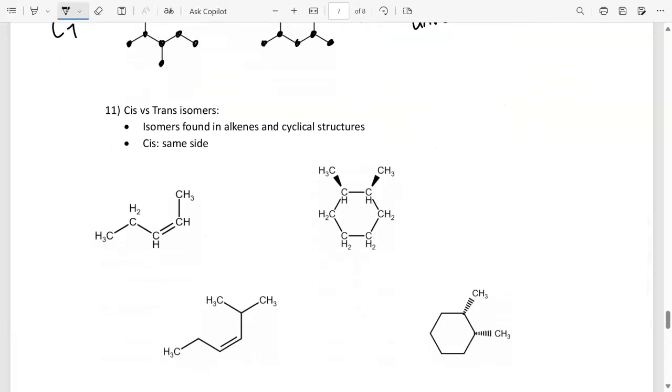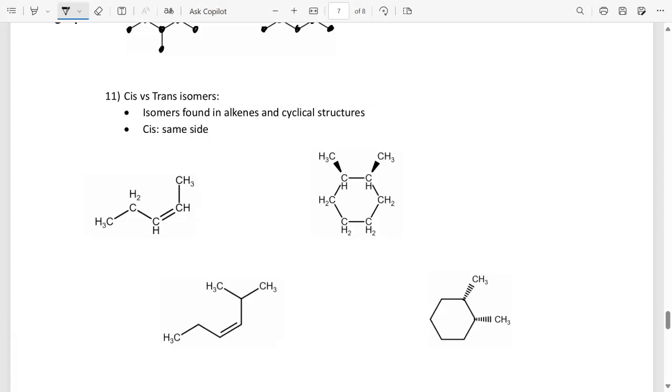In the next section, we're going to look at cis versus trans. Okay, so we'll see if we can get through this pretty quick. So with cis versus trans, you are looking at either alkenes or cyclical structures. So cis is going to be on the same side. And with cyclical structures, that means that you're going to have what we call wedges or dashes.